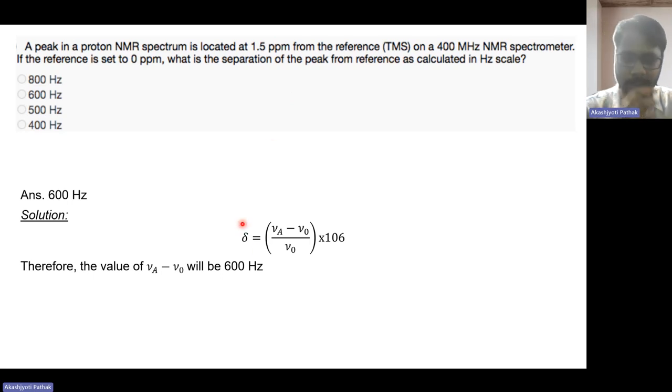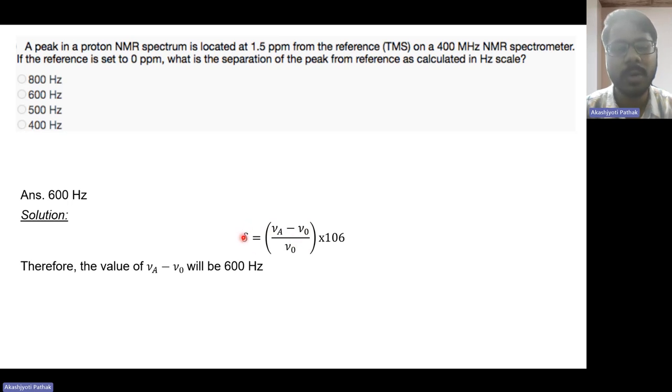So what is basically chemical shift? Delta is nu A minus nu of the reference compound, divided by nu naught. This is not nu naught in the numerator, I will change this one; it is actually the reference compound. Nu naught is the spectrometer frequency, times 10 to the power 6. Now here the delta is given. It is 1.5 ppm. And you are asked to calculate the value of nu A minus nu reference compound.